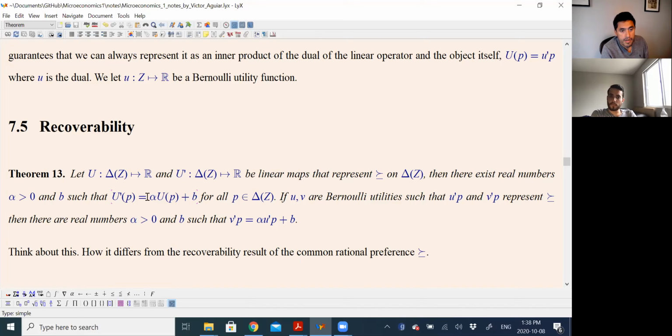Sorry for the interruption. I just wanted to make sure if I heard it correct earlier. Did you say this utility can only be positive?